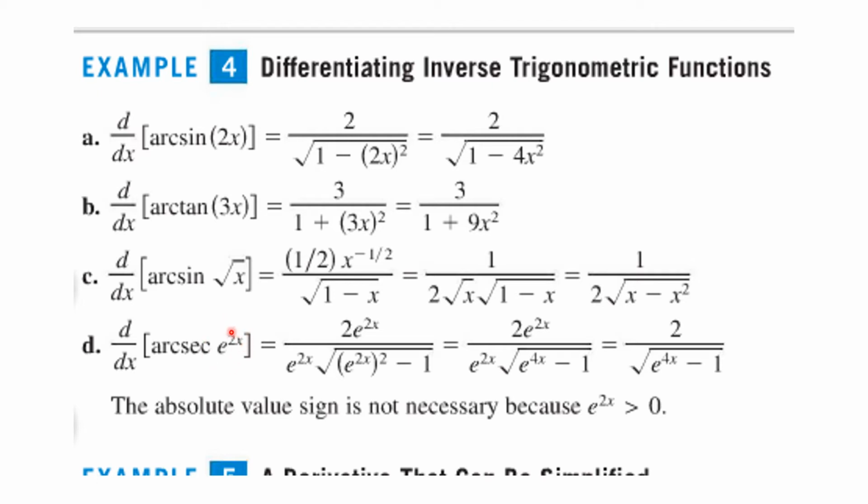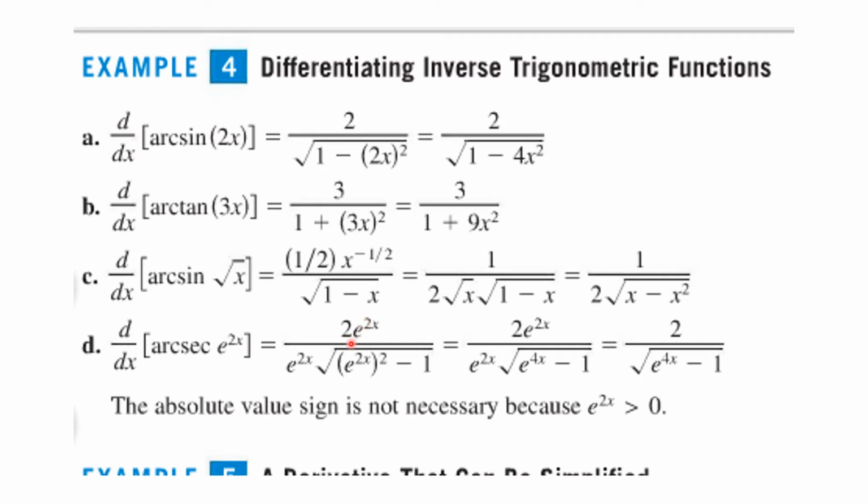So u is e to the 2x. So the derivative here is going to be 1 over the absolute value of u times the square root of u squared minus 1 times du dx. But the derivative of e to the 2x is going to be e to the 2x times 2. A lot of chain rule going on here.